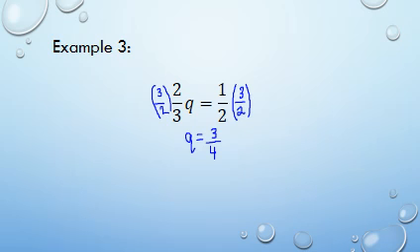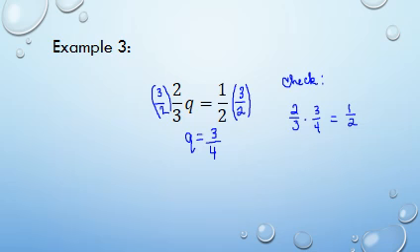And then after we get our answer, we will check to make sure it is correct. So we're going to do 2/3, and we're going to multiply it by 3/4, and we're going to see if it equals 1/2. Okay, the first thing I'm going to do is I see that I can cross simplify the 3's.